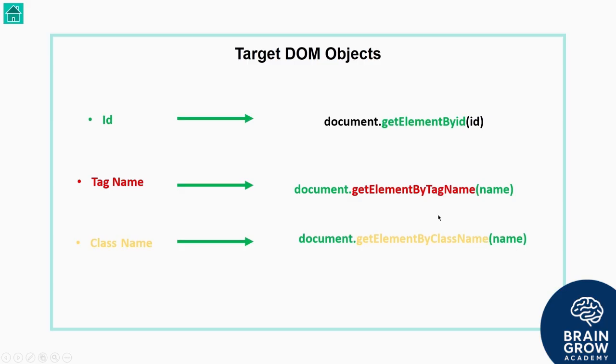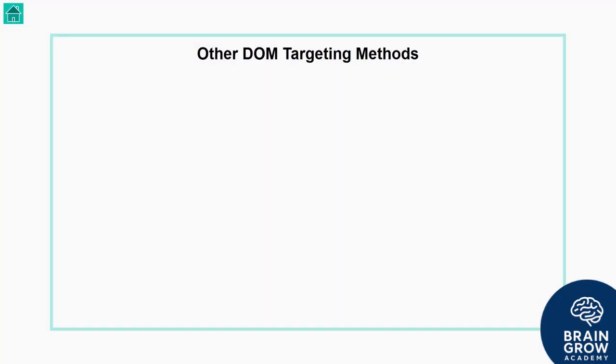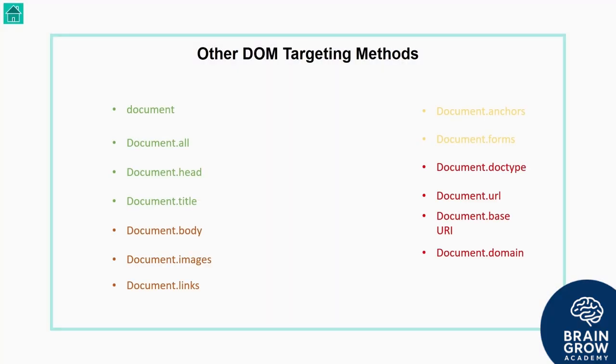So they were our target DOM object, meaning that we target our tags, ID, and classes in this way. But we have more targeting methods in which you have document.all, head, title, body, images, links, anchors, doctype, URL, and yeah, so these are the basic ones.